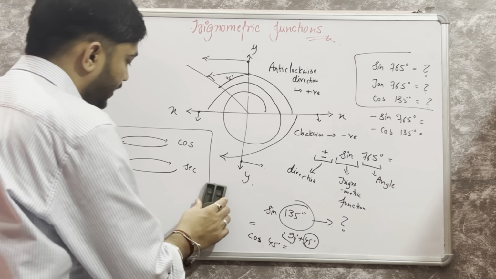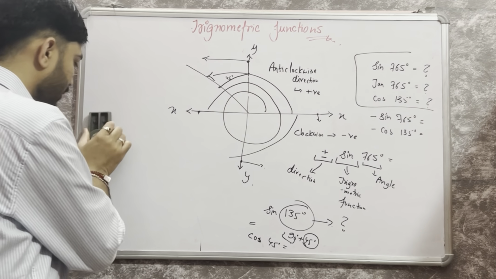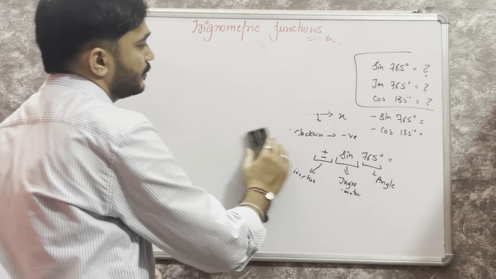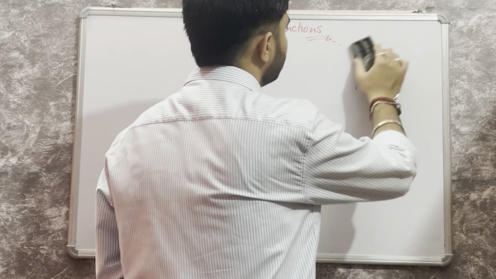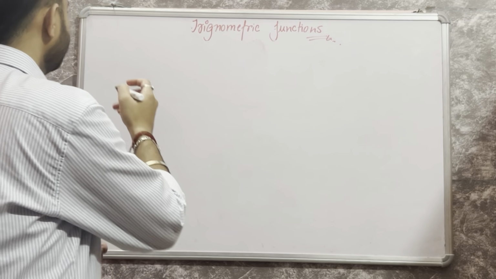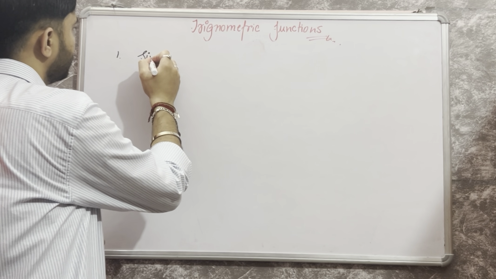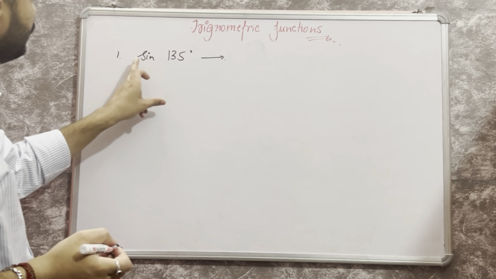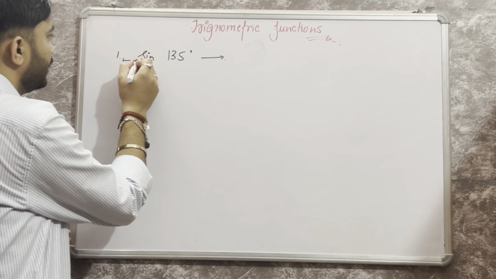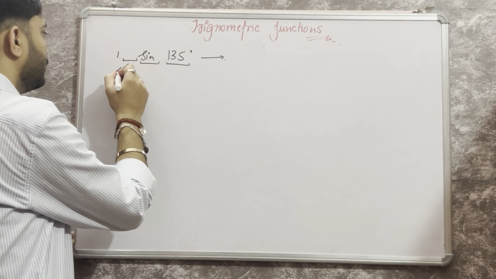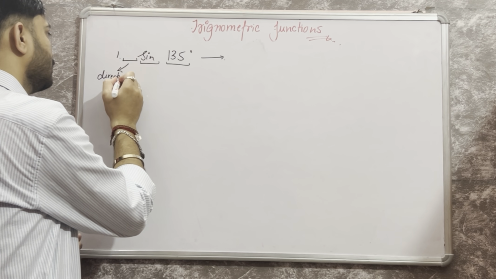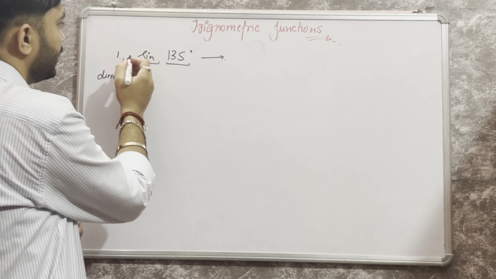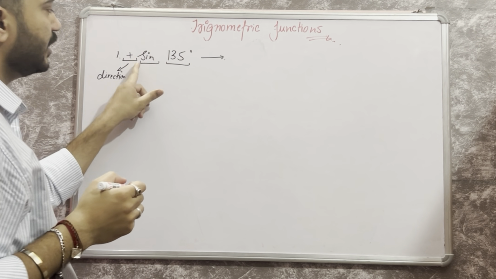Now we are going to solve some examples based on it, so you will get a better look at how to solve this question. So the first question will be sine 135 degree. Whenever you get this question, firstly you have to divide it into three parts. It means direction, the sign that is in front of it. If no sign, it means positive. Just like here, there is no sign, so it is positive.